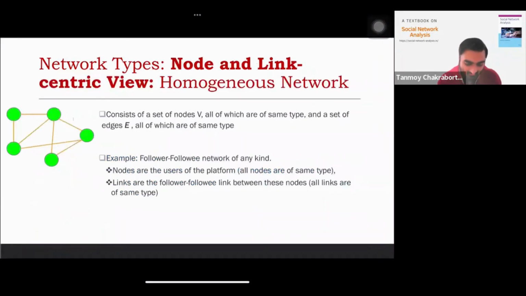We'll discuss it later. Now let's look at a different view. So far we have looked at the link-centric view. Now let's look at the node and link-centric view. When you look at both nodes and links, there are again different types of networks. One is called a homogeneous network. In homogeneous networks, all nodes are of the same type and all links are of the same type. It's a standard simple network, for example, a follower-follower network. All nodes are users and all links indicate the follower-follower relation.